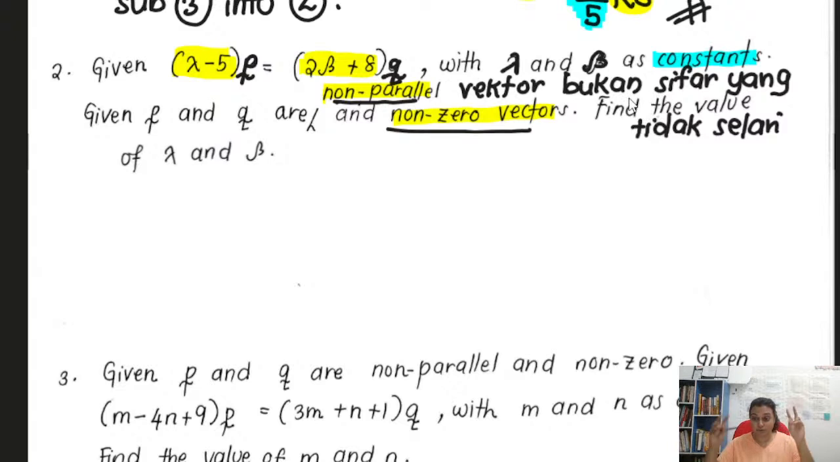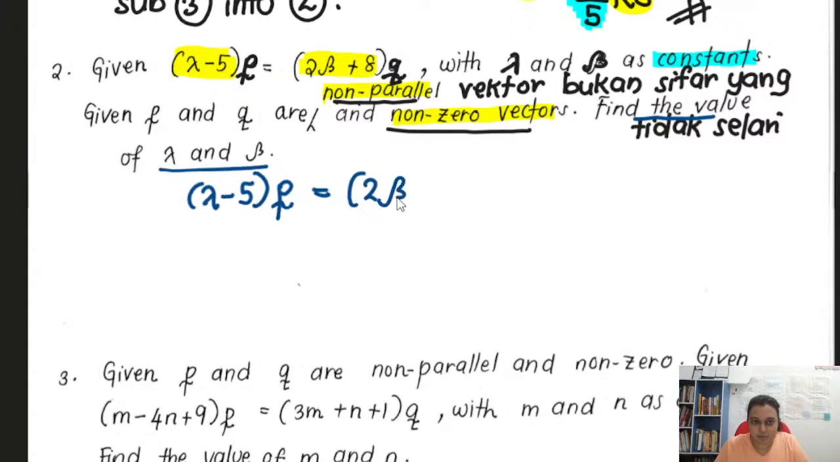Please highlight that. Tolong highlight. Because in SPM, if it comes out, this is the wording. Inilah ayat yang akan keluar. So when this sentence comes out, I want you to straight away know what to do. Teacher nak student straight away tahu apa yang perlu dibuat. Find the value. Cari nilai lambda dan beta. That's the question. Ini ialah soalan dia kan.